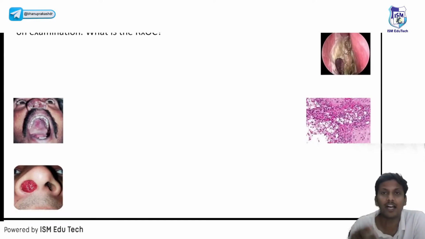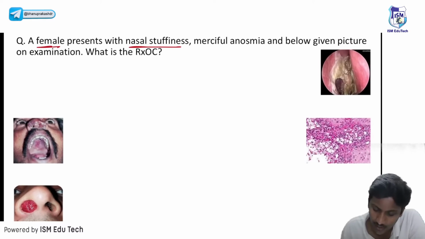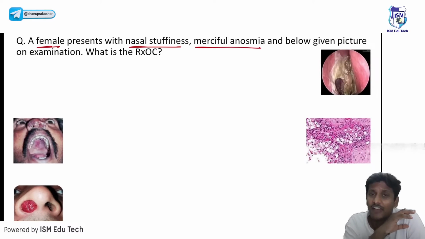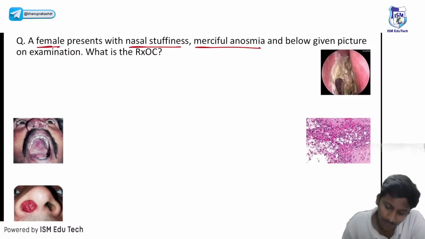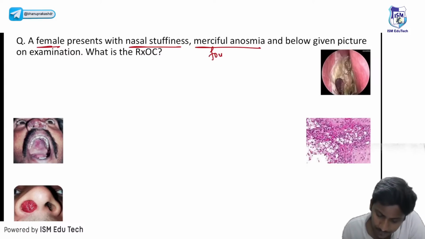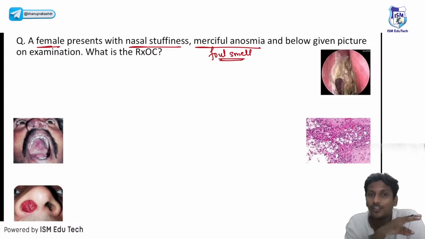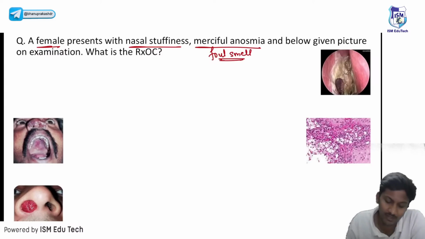Next question is a female who comes to us with nasal stuffiness. Okay, that means her nose is blocked, nasal congestion is there. She comes to us with nasal stuffiness. There is merciful anosmia. That means she is not able to smell anything. She is having anosmia completely. Okay, but there is foul smell coming from her. She cannot sense that foul smell, but there's a lot of foul smell coming from her definitely. So there is nasal stuffiness. She is having merciful anosmia. This merciful anosmia can work as the keyword for your question.